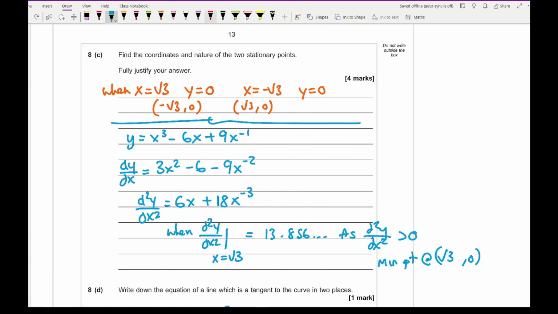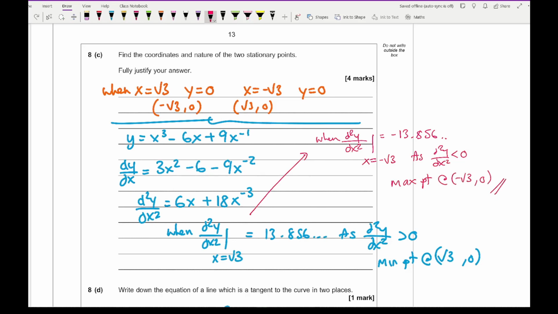And then if I do the same, when I substitute minus root 3 into the second derivative, I type that into my calculator and get minus 13.856. So as the second derivative is less than 0, it's going to be a maximum point at minus root 3, 0. And there we go.